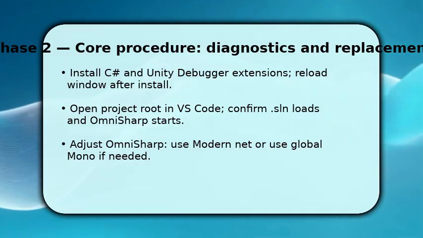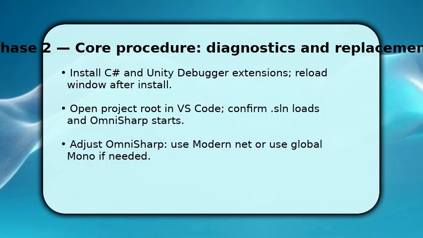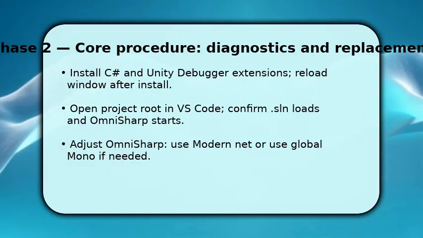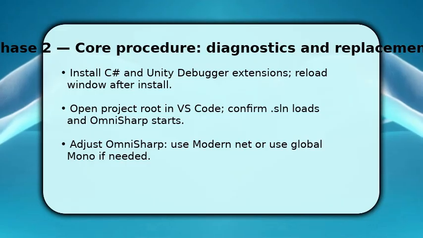If IntelliSense fails, change OmniSharp settings, select Use Modern .NET or use Global Mono depending on your platform, restart OmniSharp. These choices affect how assemblies load, so make sure your selected runtime matches Unity's targeted runtime for reliable code completion.